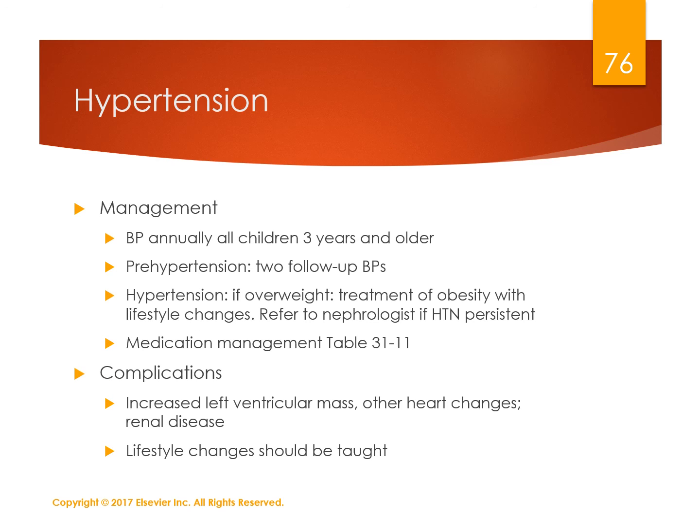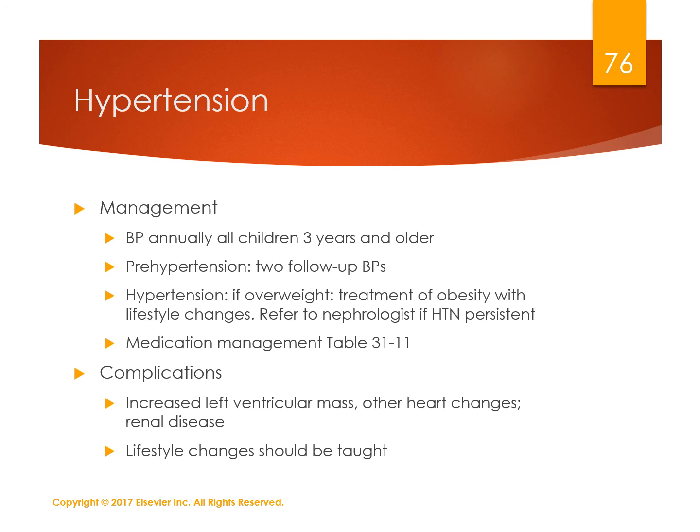Management, we're going to do blood pressure annually on all children ages 3 and older. If they have pre-hypertension, we're going to do 2 follow-up blood pressures. If they have hypertension and they're overweight, we're going to do treatment of obesity with lifestyle changes and refer them to a nephrologist if hypertension is persistent.